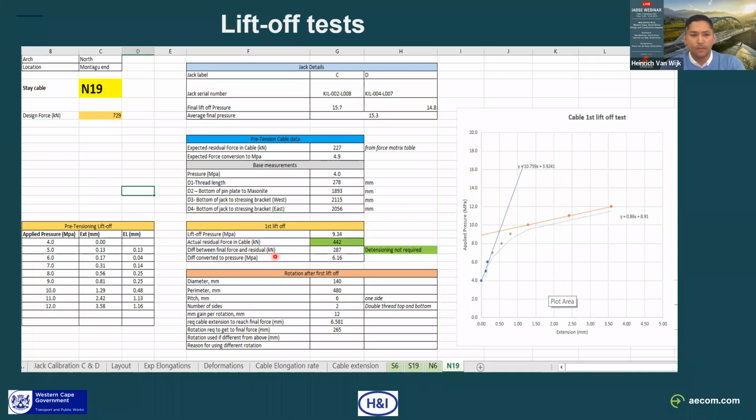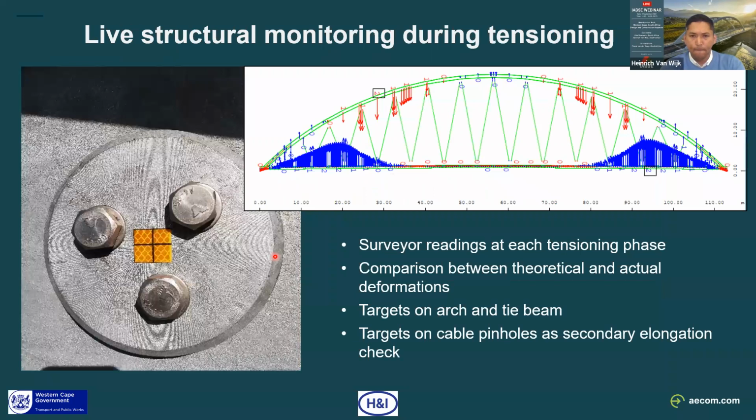So it is quite a process. And at the same time, yes, we do tension to the force, but it was also important to monitor the structural deformations, because the arch specifically is quite flexible. I know the graphic we have here in the top right shows only 1 or 2 millimeters of deformation, but on some of the stages, the arch moves quite a bit. So our team was continually monitoring the movements of the structure during tensioning.